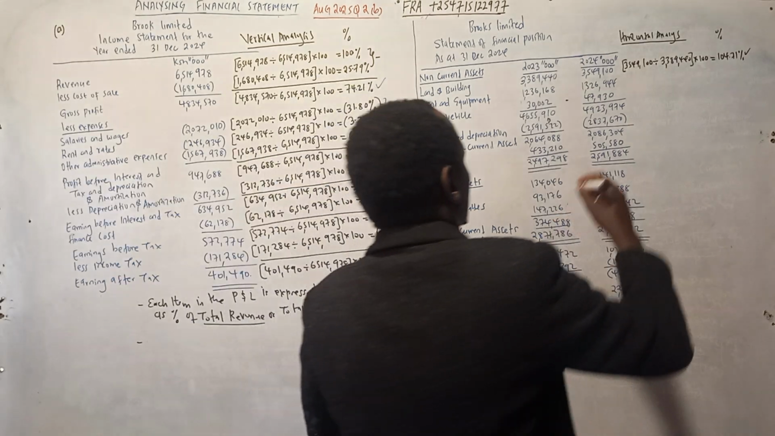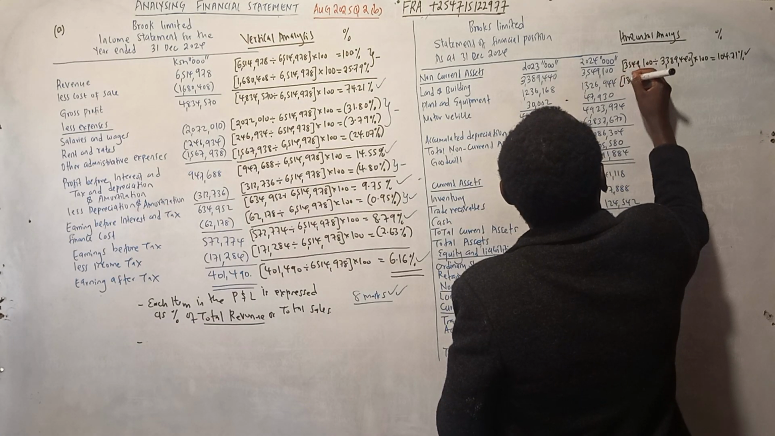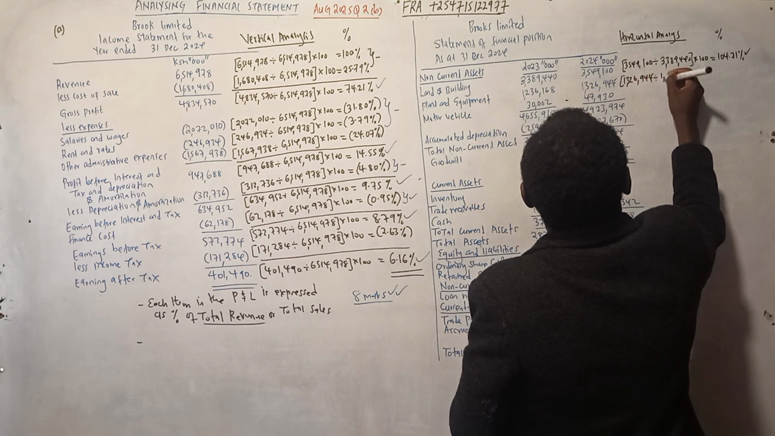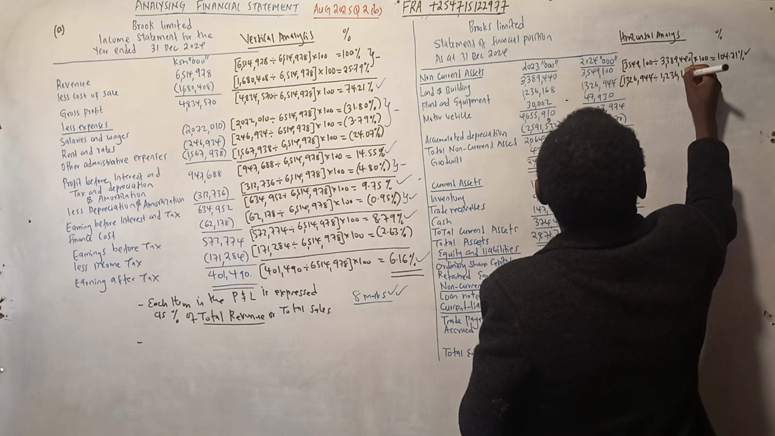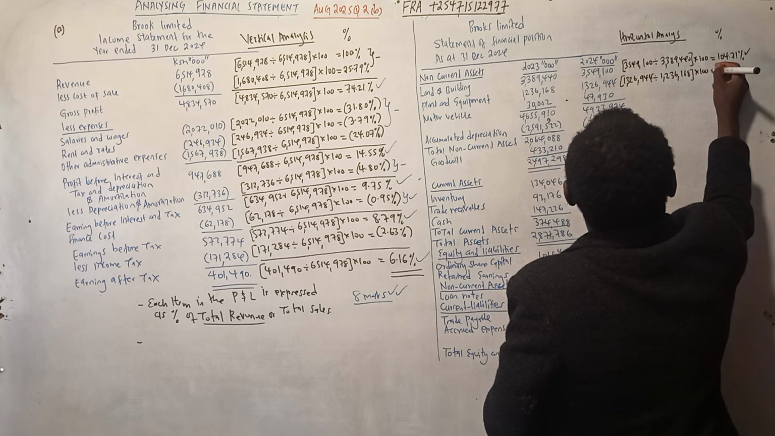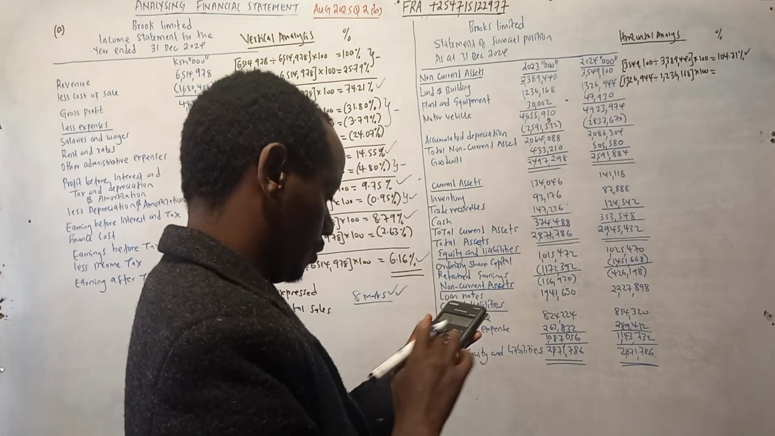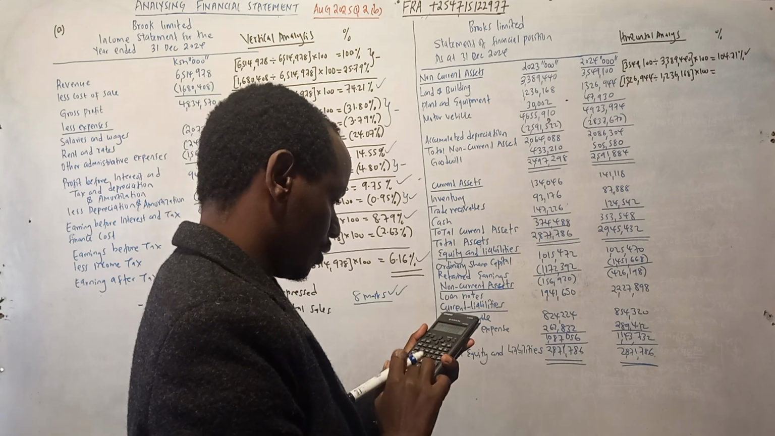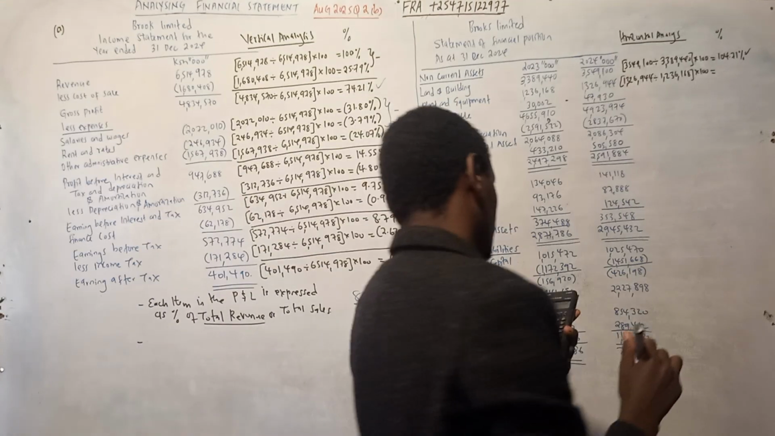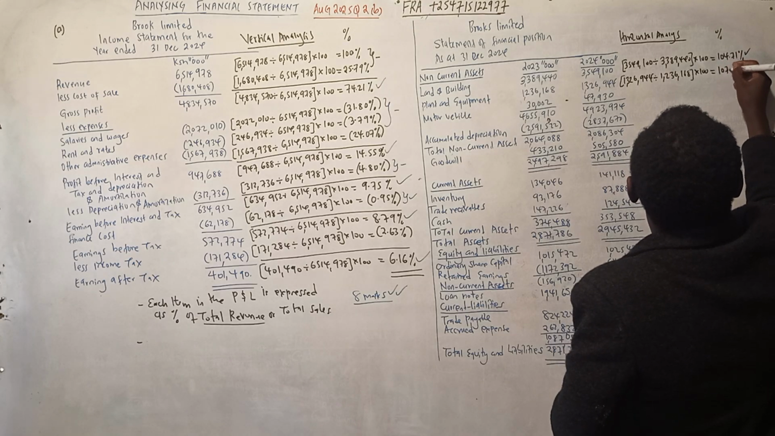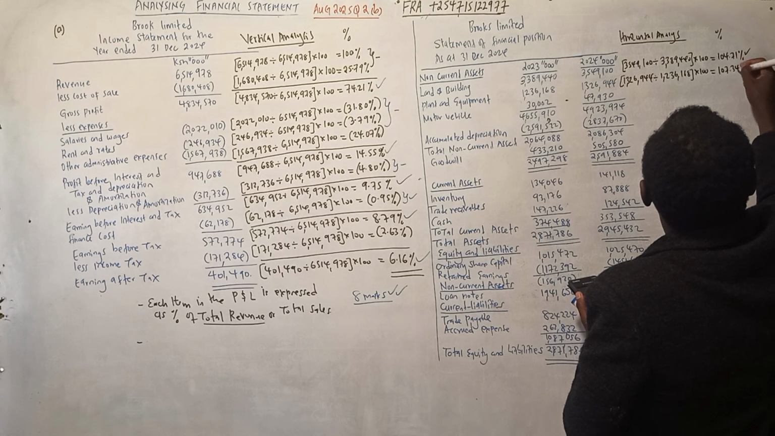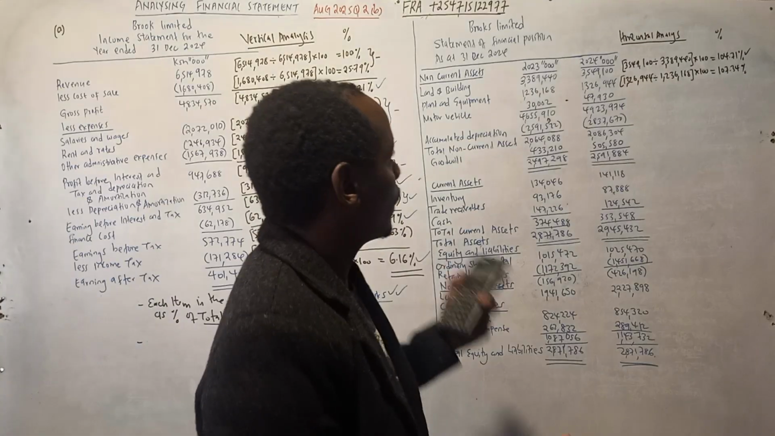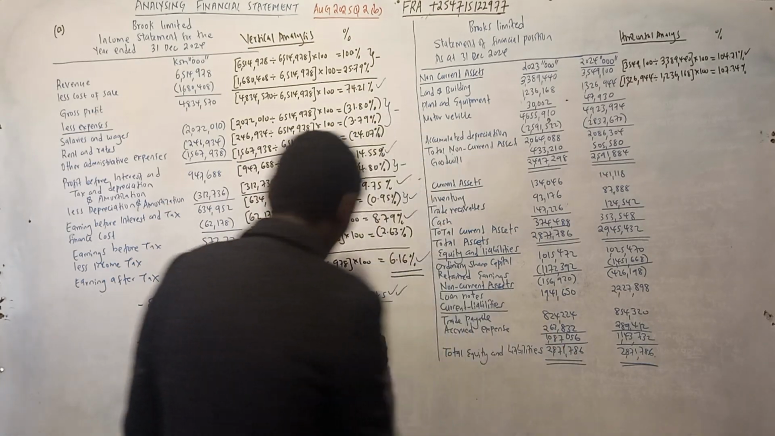1,326,944 divided by the base 1,236,168, then multiply by 100%. That is 107.34%. Now the extra items, it means that they ask, for example, the first one, it is 104.71%. What does it mean?